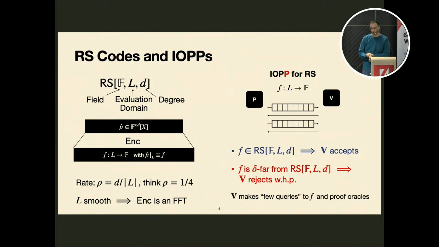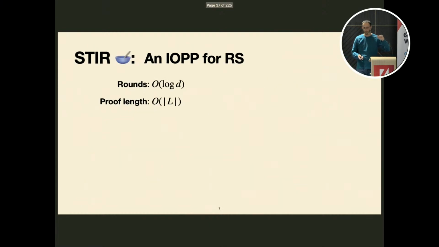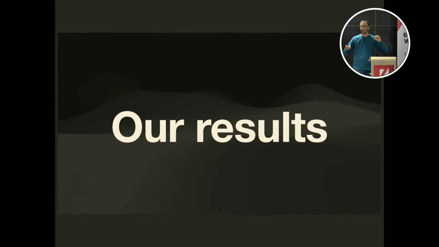And our goal is to really minimize the number of queries that the verifier performs, either to the function f or to the oracle queries. This number of queries is going to directly translate to the size of our SNARK and to the complexity of the verifier. So I'll start just by showing our main result.